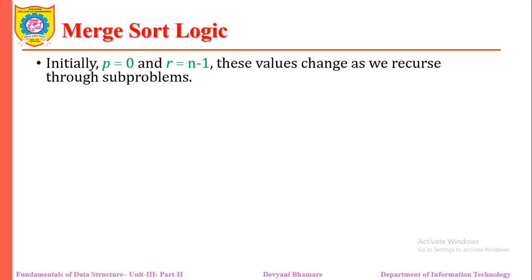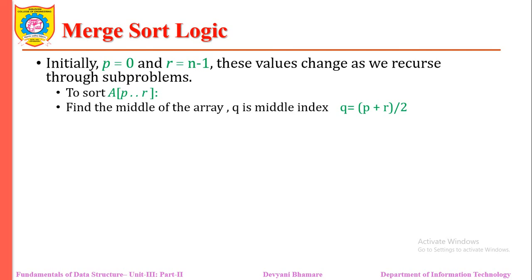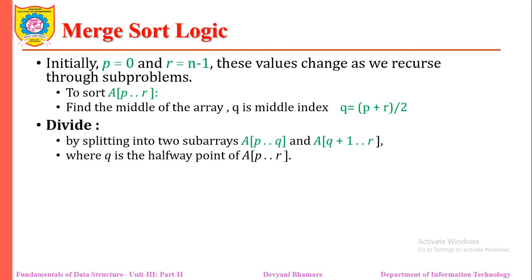Initially p is equal to 0 and r is equal to n minus 1, meaning we require some counters. So we take the entire array A, which consists of elements 0 to n minus 1. Then we identify the middle of that array. How can we compute it? Easily: the index of p plus the index of r, divided by 2. So (0 plus n minus 1) divided by 2, and we'll get the index.